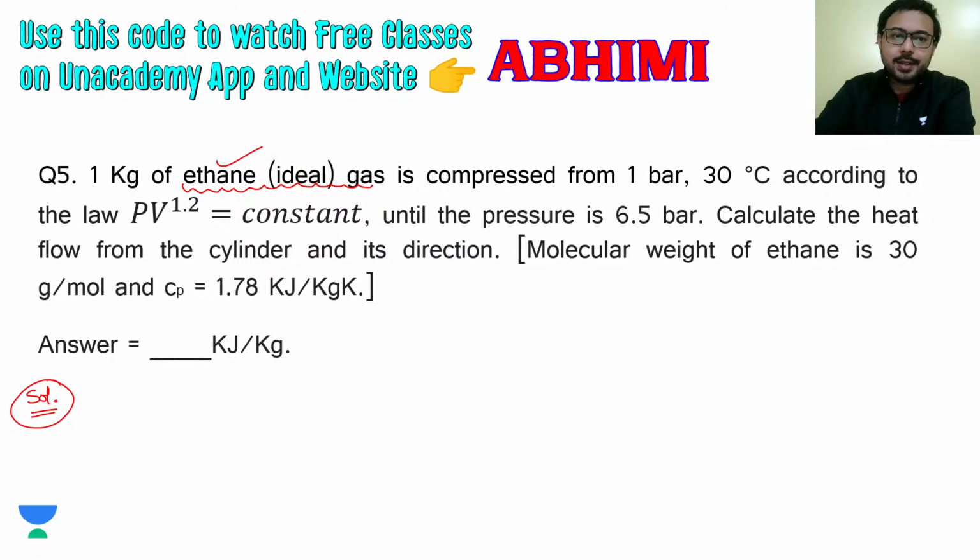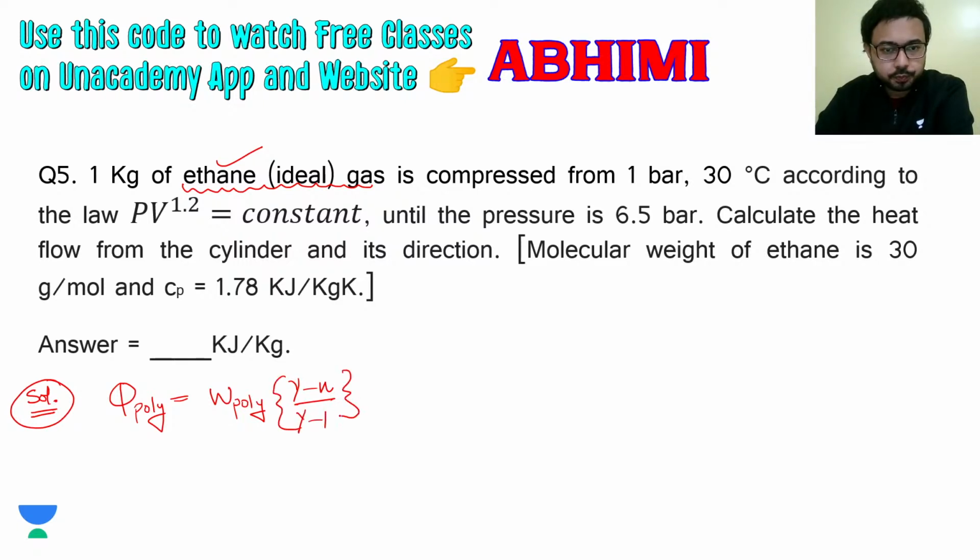So this is clearly a polytropic process, and to find the heat flow from the cylinder and its direction, we have to find this Q polytropic. And what better way than to use the Q polytropic equation. Q polytropic is equal to W polytropic times (gamma minus n) divided by (gamma minus 1), and W polytropic can be found using the W polytropic equation, that is (P1 V1 minus P2 V2) divided by (n minus 1).